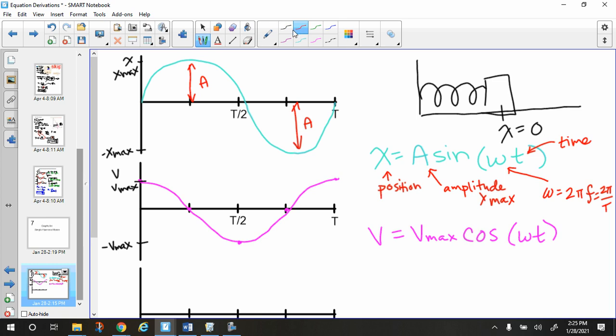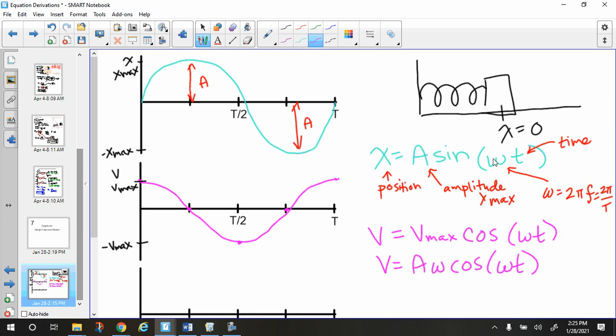All right, so let's talk about, I'm going to rewrite this equation. The V max here is equal to A times omega times cosine of omega t. So notice that these two don't have the same coefficient. We have A and then we multiply by omega.